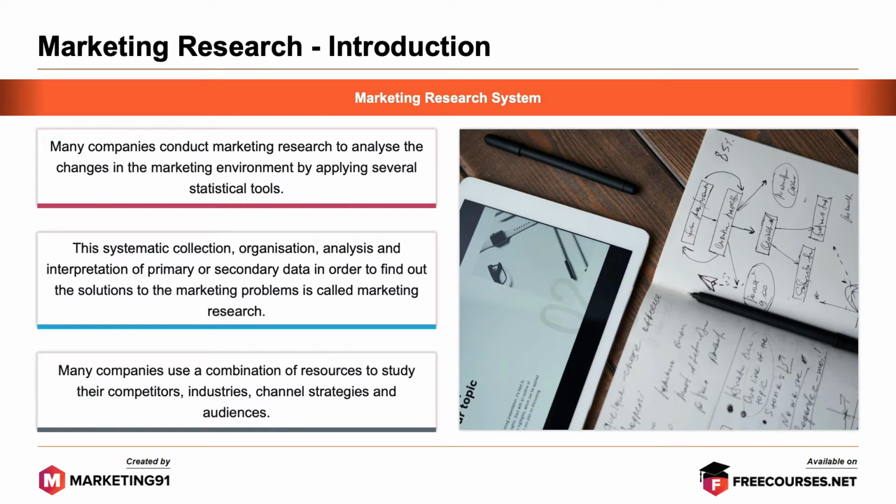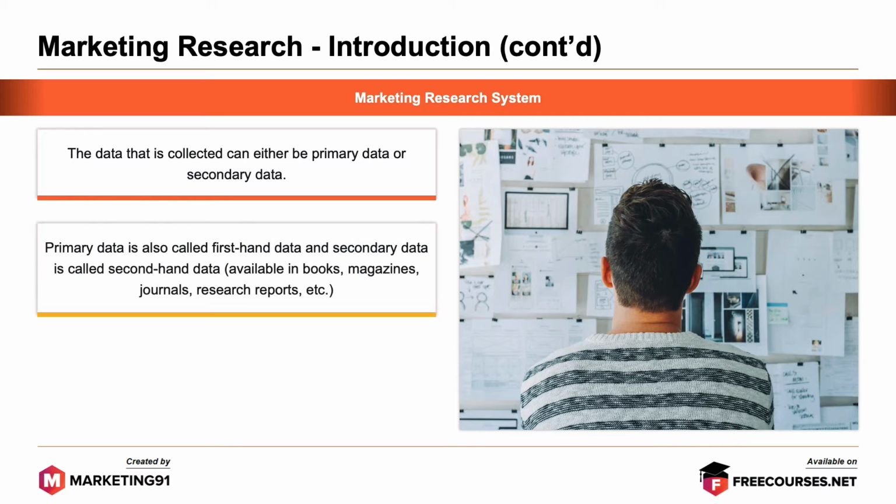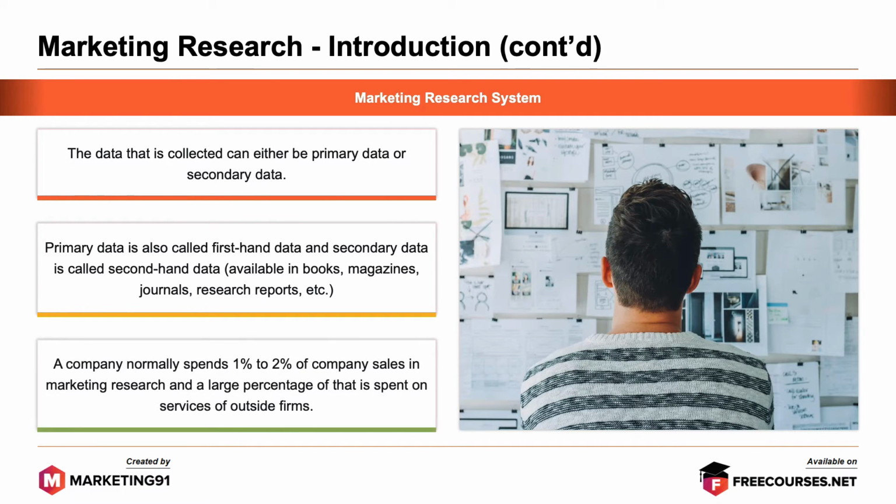Many companies use a combination of resources to study their competitors, industries, channel strategies, and audiences. Moving further, the data that is collected can either be primary data or secondary data. Primary data is also called first-hand data and secondary data is called second-hand data, which is available in books, magazines, journals, research reports, etc. A company normally spends 1% to 2% of company sales on marketing research, and a large percentage of that is spent on services of outside firms.